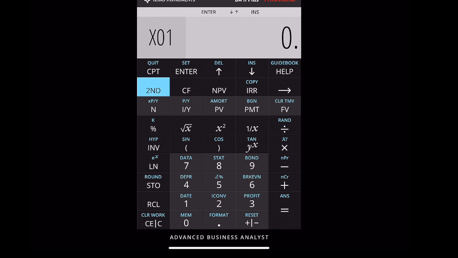Let's take a 5-minute break so you can get your calculator or get organized and get a glass of water, a cup of water, and we'll continue, okay? So 5 minutes, take 5 minutes.